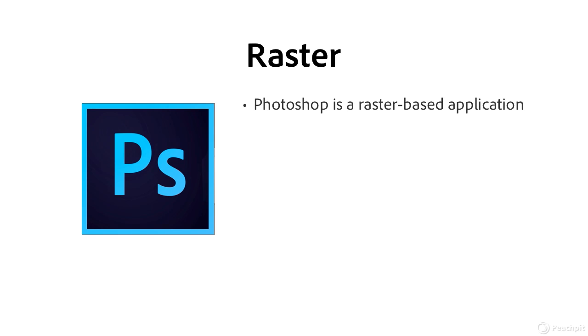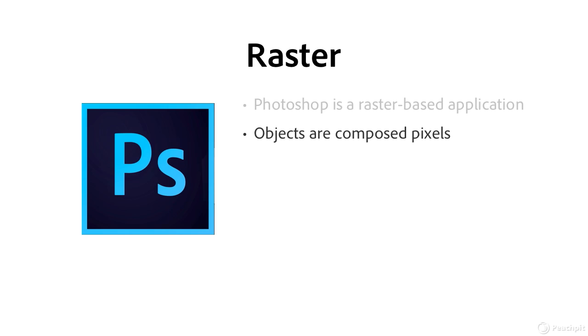Photoshop, for example, is a raster-based application that creates raster-based files. Content created in Photoshop is composed of pixels or rasters. So photographs, for example, are composed completely of pixels.